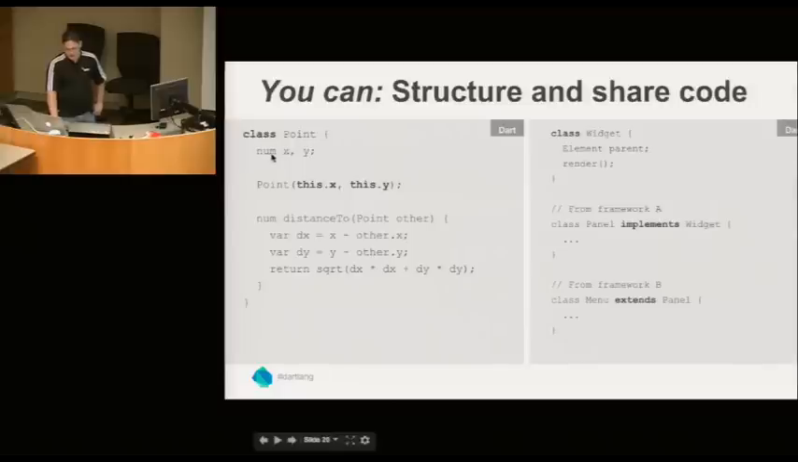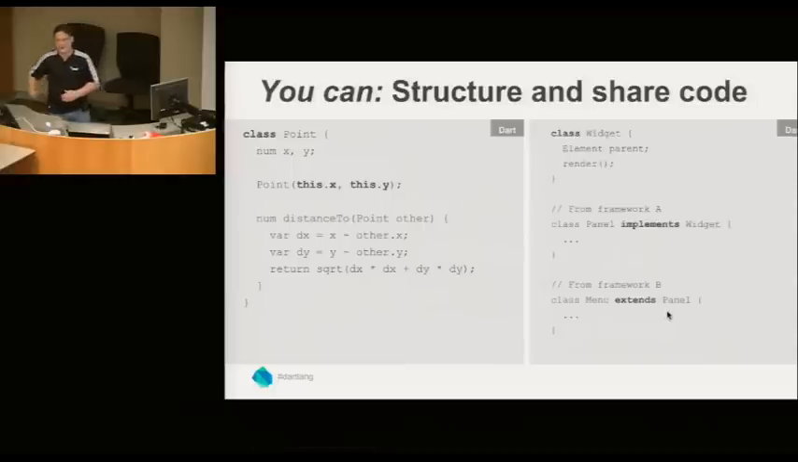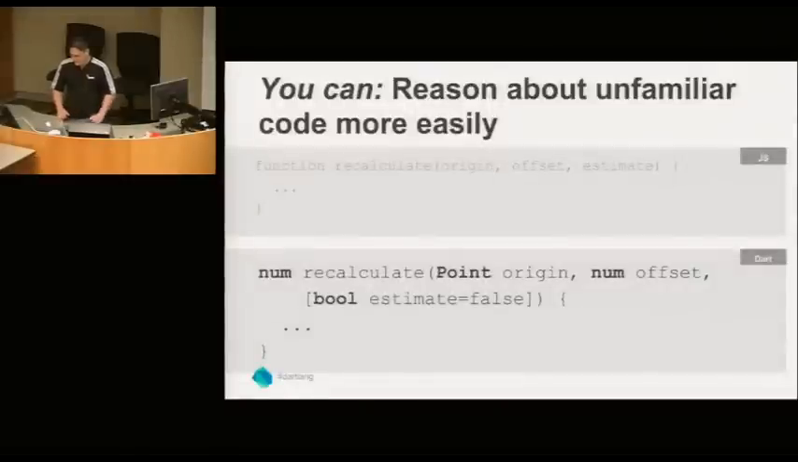So here's a class Point, which has 2 instance members, x and y. Here's a constructor, and we have this cool syntax, this.x and this.y, where it automatically says this.x equals x and this.y equals y. So that's a nice little time saver. We have a function called distance2. And then over here we have a class Widget, and it has some stuff in it. Then we can say class Panel implements Widget. So we're not extending Widget. Widget is implicitly an interface, so we can just implement it if we want to. And then here we say class Menu extends Panel. So it's a really nice way to have interfaces and go between frameworks and so forth.